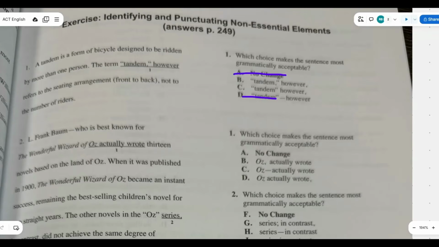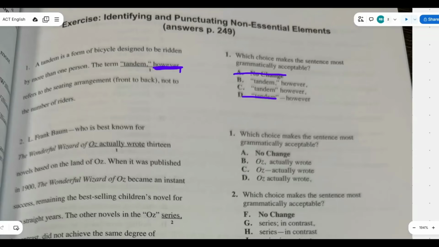Now we are down to two. One option here is tandem, however, and what's really sneaky on B is they have a comma right there. You're probably thrown off a little by the parentheses, but those two comma rules still say the same thing. So we're going to eliminate that, and we're going to read it to see if however is not essential. So the term tandem refers to the seating arrangement front to back, not to the number of riders, which, on a side note, they love on the ACT to do commas around the word however. And a lot of the time when they do, it's actually correct.